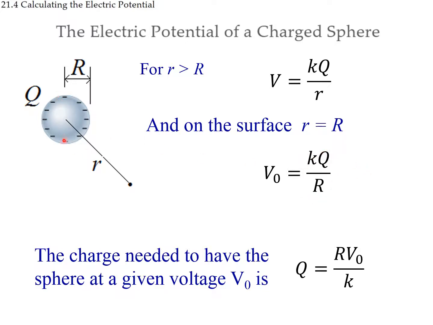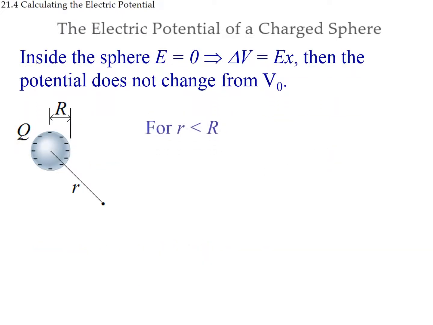We can turn things around and ask what is the charge needed to have a given voltage. From here we can solve for the charge, and it's going to be given by this. So the field, as I said, is equal to zero. For the inside of the spherical object, the potential will not change, and the field inside will be equal to the field on the surface.